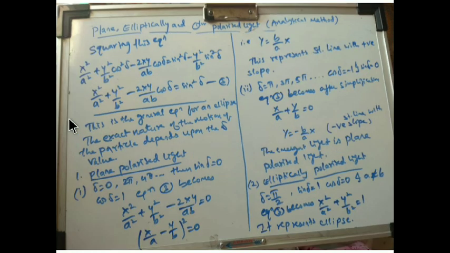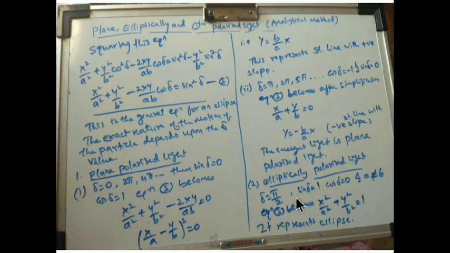Okay. Now we will move to the second case, elliptically polarized light. Here when the delta value is pi by 2, sine delta becomes 1, cos delta becomes 0, and here a is not equal to b. The amplitude of the extraordinary and the amplitude of the ordinary are not equal, that is, a is not equal to b. Then we will get the elliptically polarized light here.